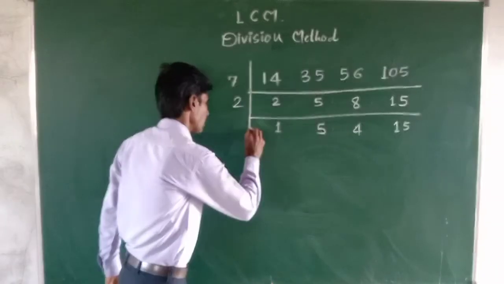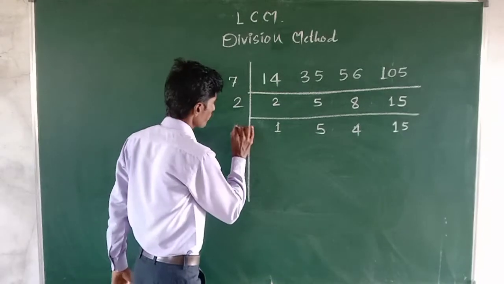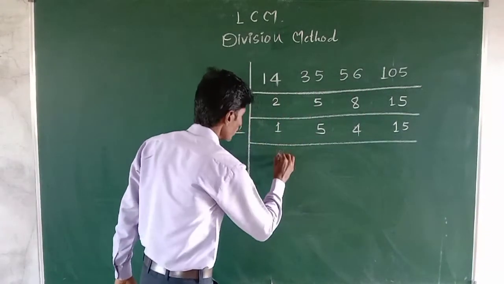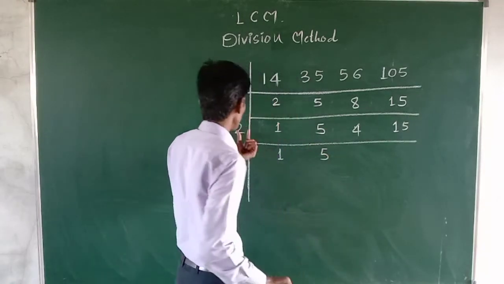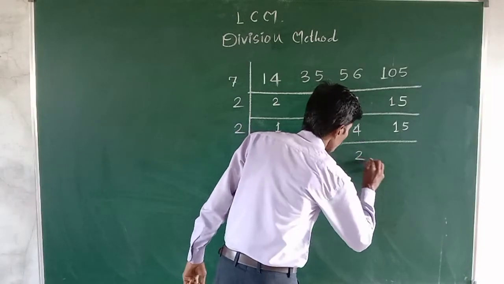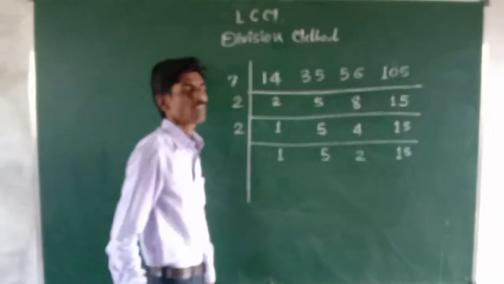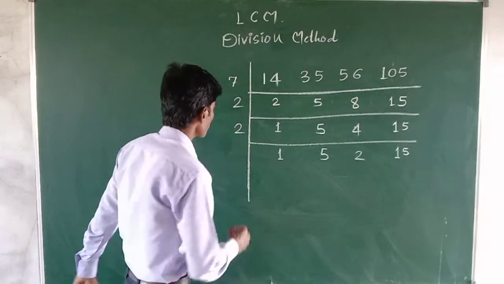Now this 4 can divide by 2. This 1 will come here as it is. This 5 will also come here as it is. 2 1s are 2, 2 2s are 4. Then 15 will come here as it is. So this is the procedure of finding the LCM.